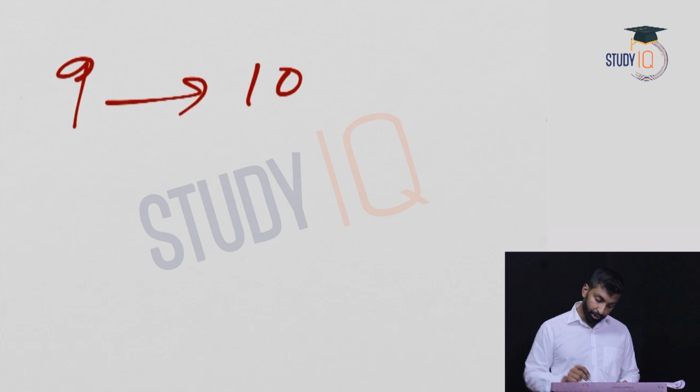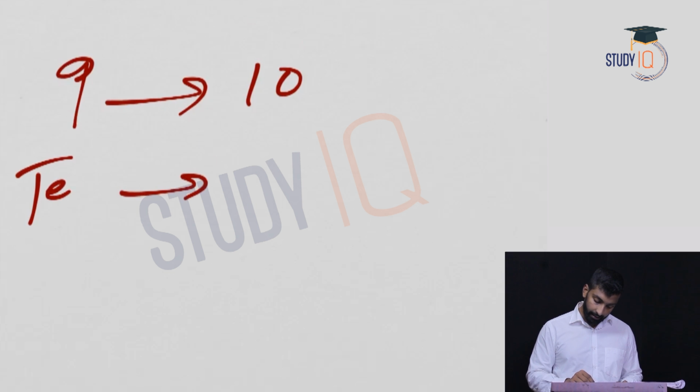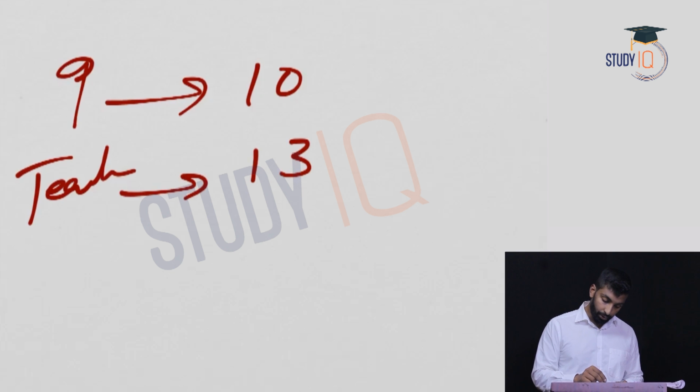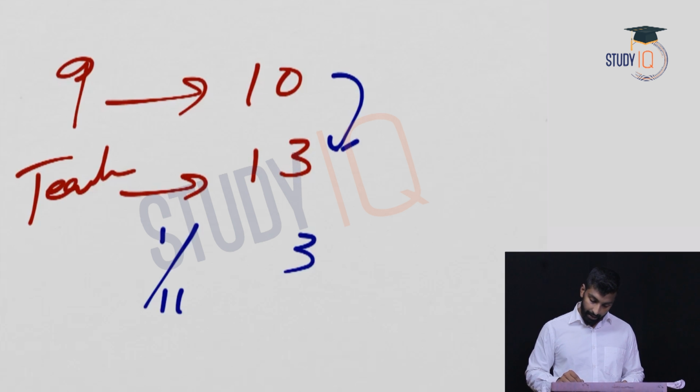Or a group of 9 students, average age is, let's say, 10. Now a new student is added, right? Or you can say a teacher is added, so the average increases to 13, right? So what is the change? What you need to see is the change. 3 is the change, right? So 1 by 10 made a change of 3. You are distributing to 10 people.